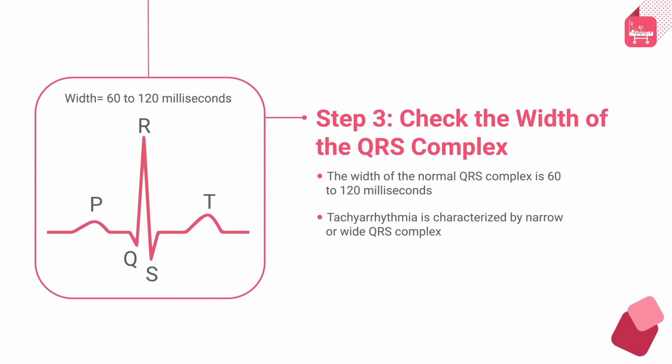It indicates that the ventricles are depolarized through the His-Purkinje system. On the other hand, a wide QRS complex has an interval of greater than 120 milliseconds. It indicates that the ventricles are not depolarized normally.